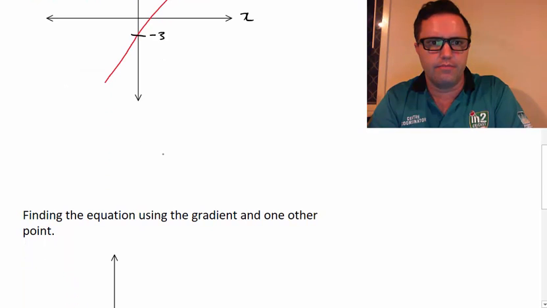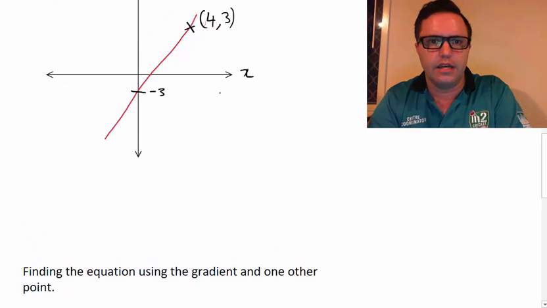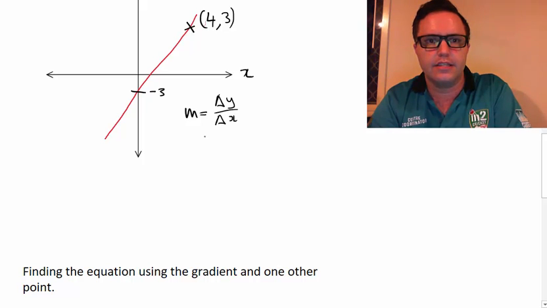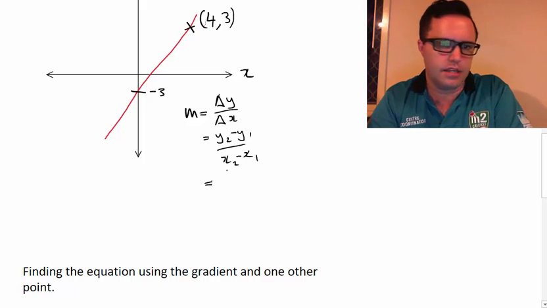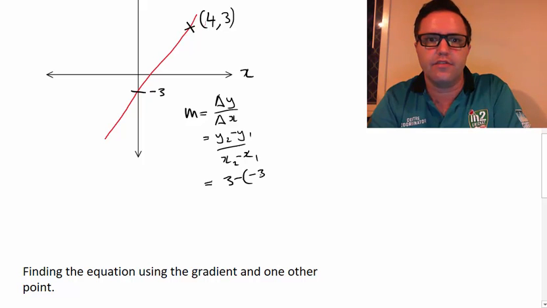So we do that by m is equal to delta y over delta x, which is y2 minus y1 over x2 minus x1, which gets us 3 minus -3 over 4 minus, now where's the x value for this? Remember, it's the intercept, so it's going to be 0. So we have 6 over 4, which is 3 over 2.